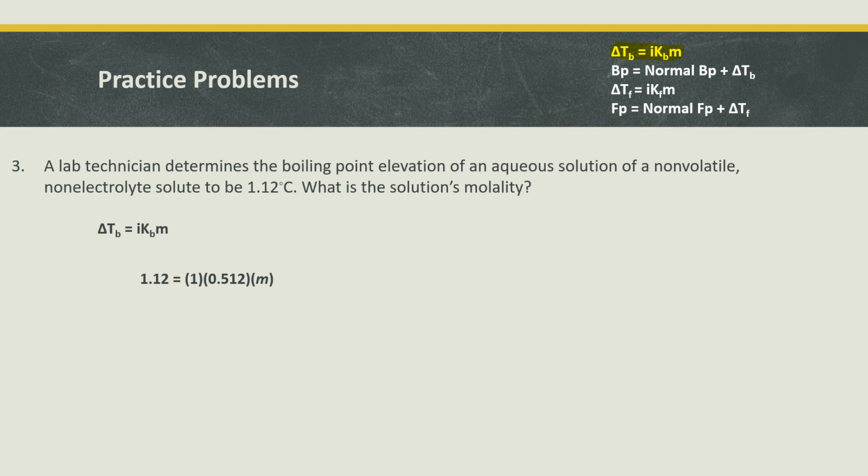So now I have to go ahead and solve for the m. So basically, all I'm going to do is take the 1, multiply it by the 0.512, then divide both sides by the 0.512, and you should come out with a molality of 2.19.